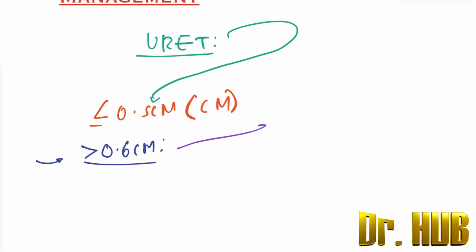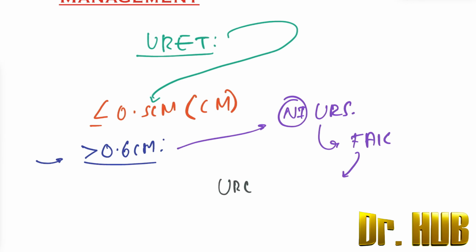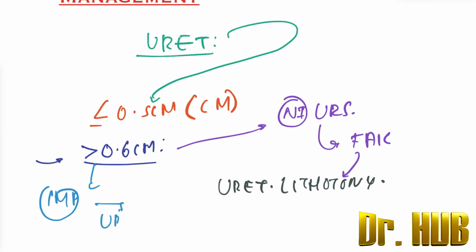Here there are two things, non-impacted, which you write as NI, and impacted. In non-impacted, you do the URS, that is ureteroscopic retrieval of stones. In case this fails, then you do the ureterolithotomy. And in case this 0.6 centimeters stone is impacted, then you directly move ahead with the ureterolithotomy.